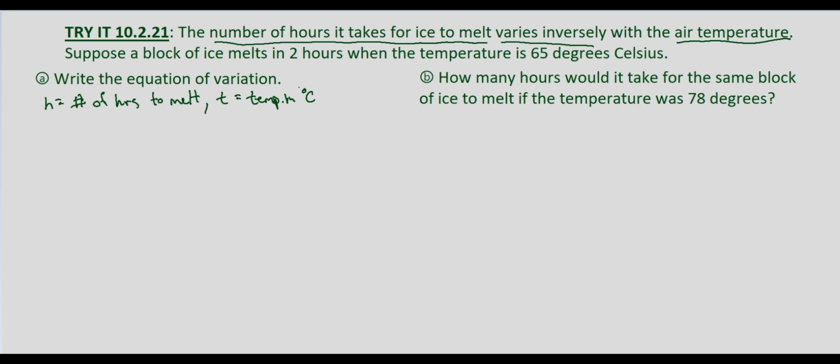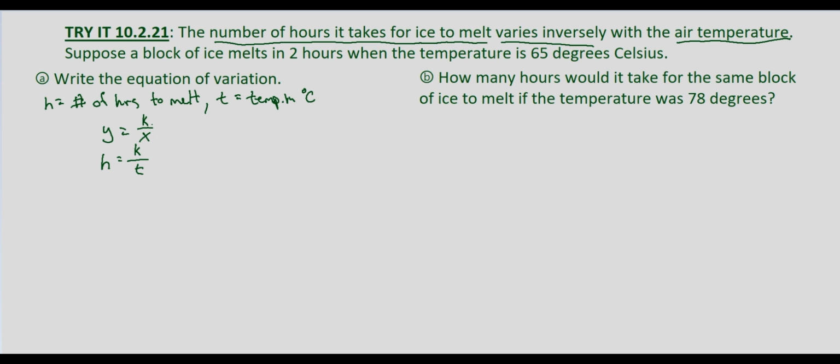Now that we've defined our variables, remember that varying inversely simply means we have an output, we'll call it y, in its most general form, equals a constant of variation over the input, x. So in this case, what's our output? Our output is hours. It's the number of hours it takes to melt. So we'll replace y with H. Then we still have our constant of variation. And then our input, x, in this case, is going to be temperature. So we'll replace this with T.